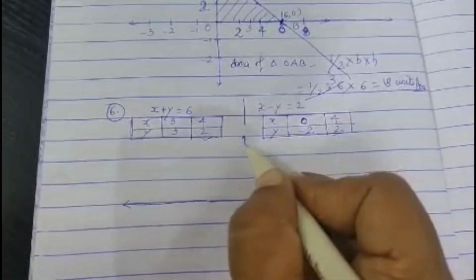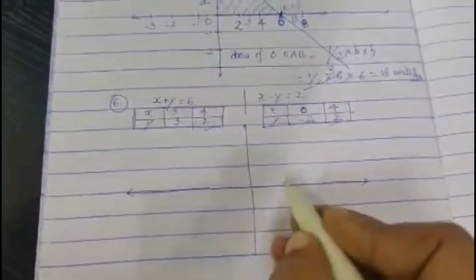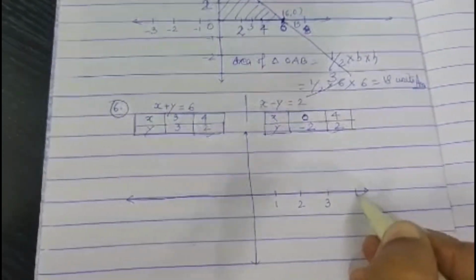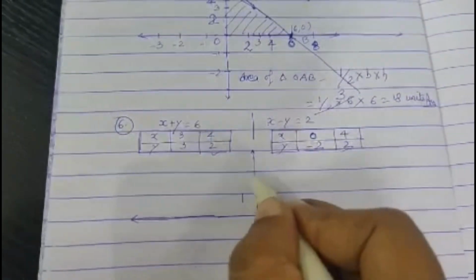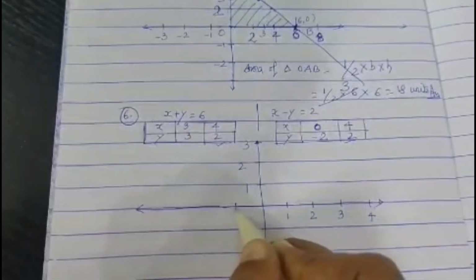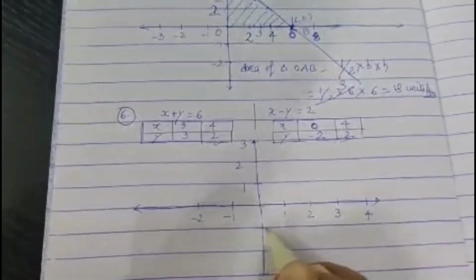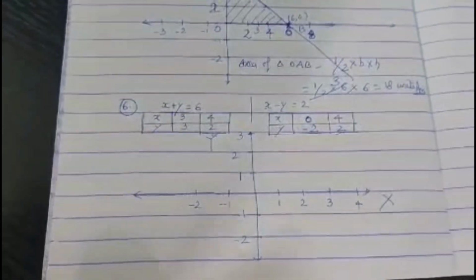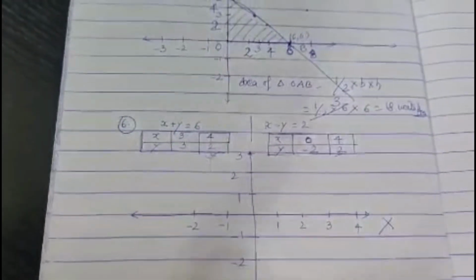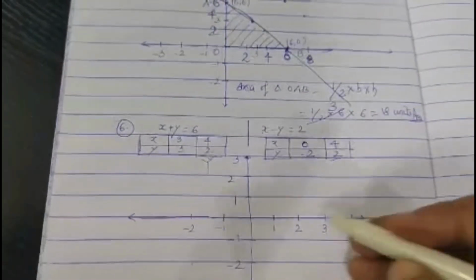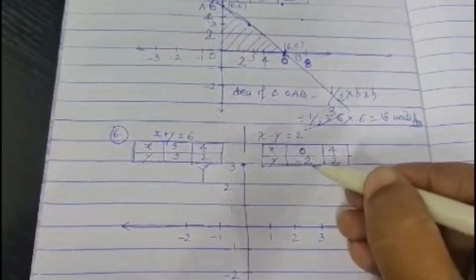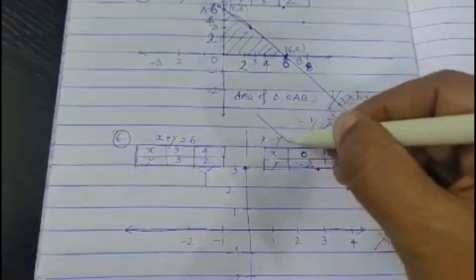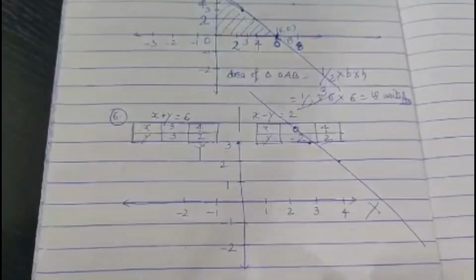Let's plot the graph. It will be like this. Let us suppose this is 1 2 3 4, 1 2 3, minus 1, minus 2. This is the x-axis, this is the y-axis. Alright. Graph of x plus y equal to 6 will go like this, through 3 3 and 4 2. It will go like this, which we have seen earlier.